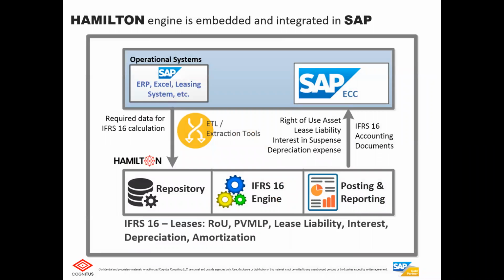So this is an illustrative example. The data from the operating system will be extracted by using ETL tools and stored in the Hamilton repository as raw data. The raw data will be processed by the brain, the IFRS 16 engine, and it creates the documents which are ready for reporting. So in this process, we create ROU asset, PV of MLP value, lease liability, interest, depreciation, and amortization.